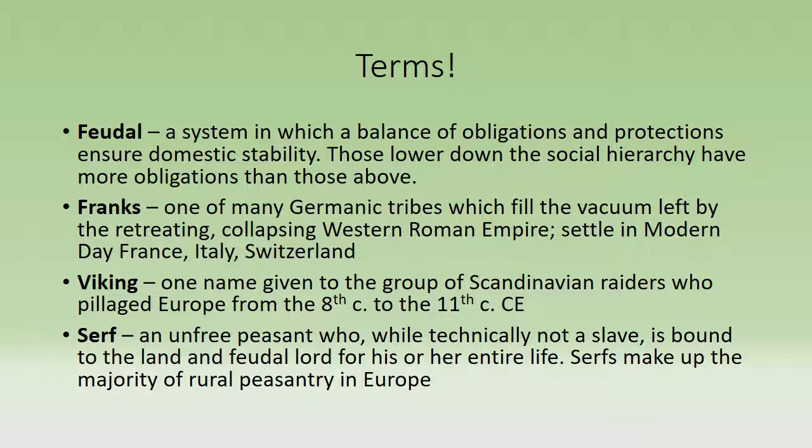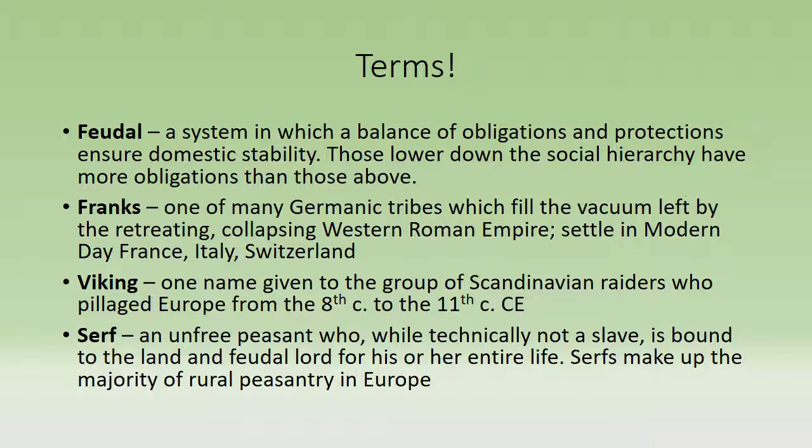Now, serf, which I alluded to earlier in the feudal system, a serf is not a slave. Yes, the Romans had slaves, absolutely. Interestingly enough, so did the Vikings and some of these other Germanic tribes. They absolutely had slaves. But by and large, if we go into the medieval period, slavery is relatively uncommon.